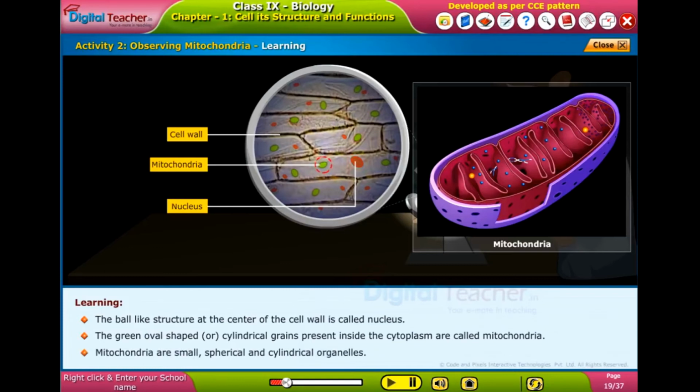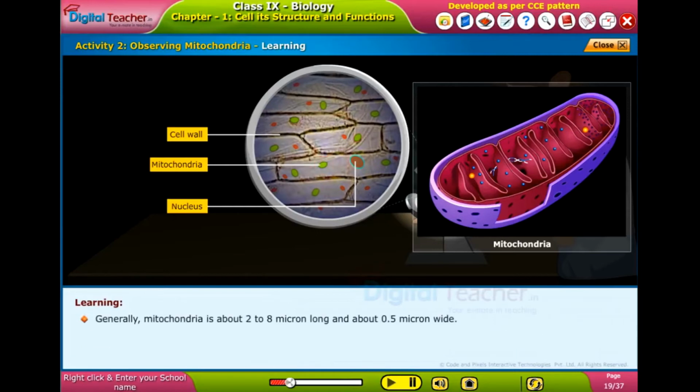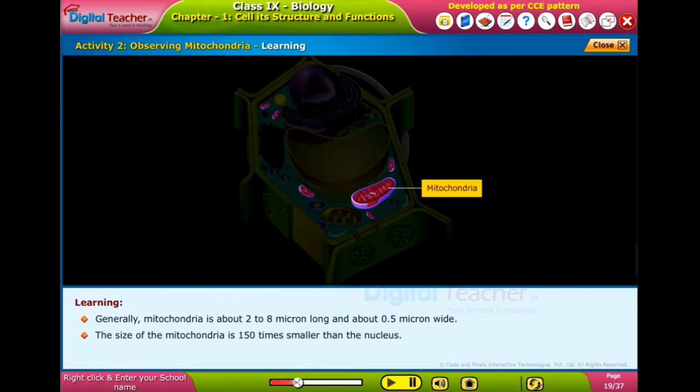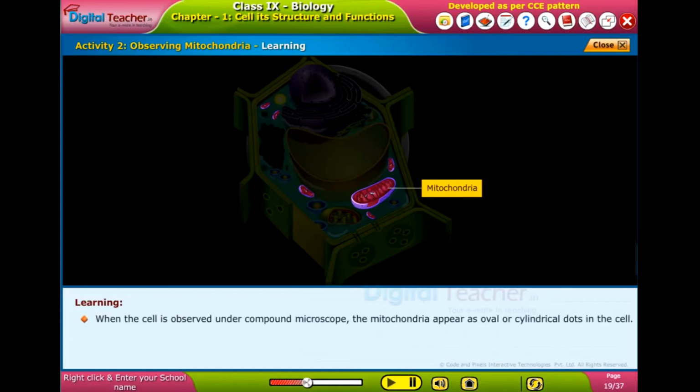Mitochondria are small, spherical, and cylindrical organelles. Generally, mitochondria are about 2 to 8 microns long and about 0.5 micron wide. The size of the mitochondria is 150 times smaller than the nucleus. In each cell, there are about 100 to 150 mitochondria. When the cell is observed under compound microscope, the mitochondria appear as oval or cylindrical dots in the cell.